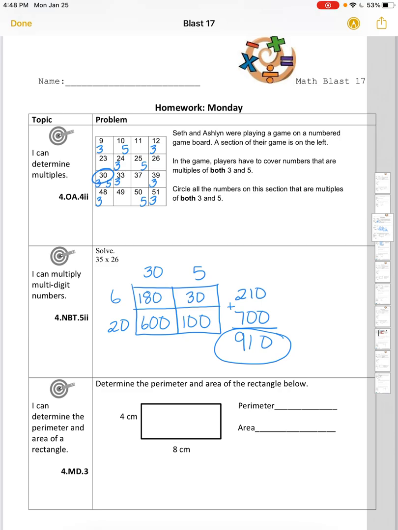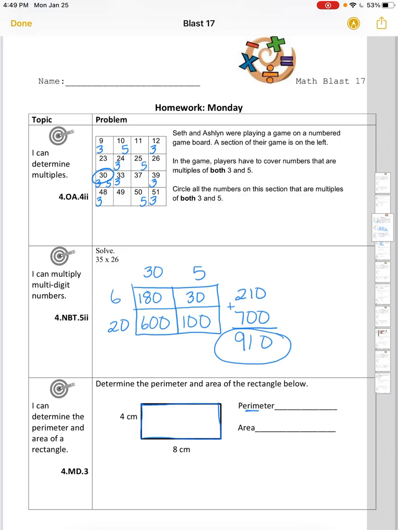I can determine the perimeter and area of a rectangle. Determine the perimeter and area of the rectangle below. Perimeter, this has a keyword rim in it. I know I'm going to start at one point and I'm going to move all the way around the sides of the figure to find the distance around the figure, rim.